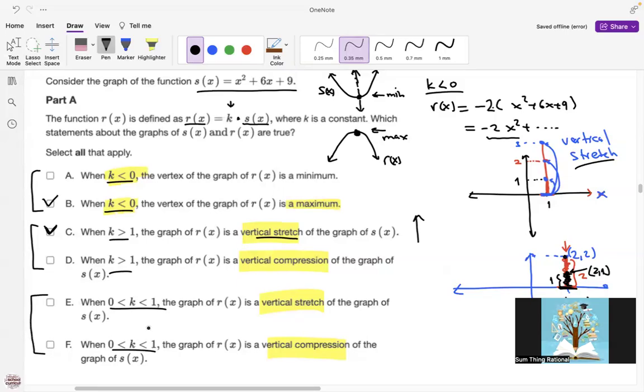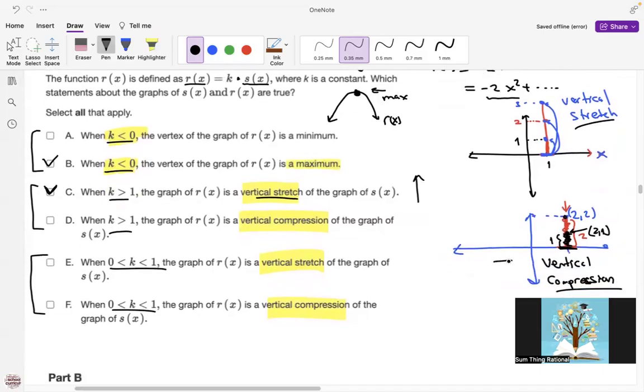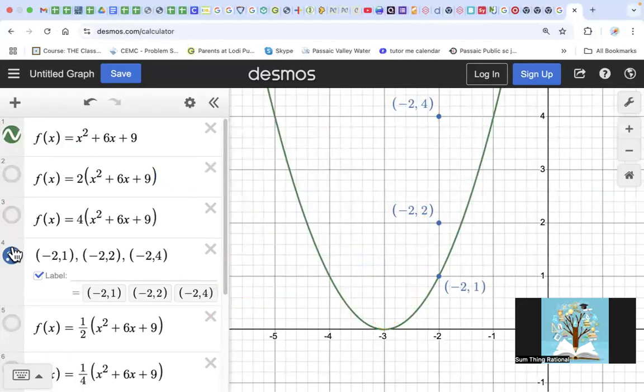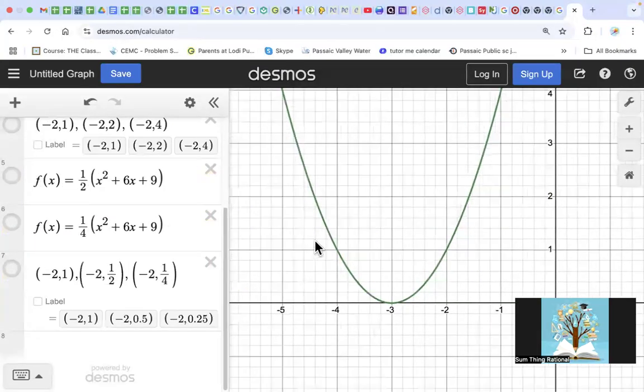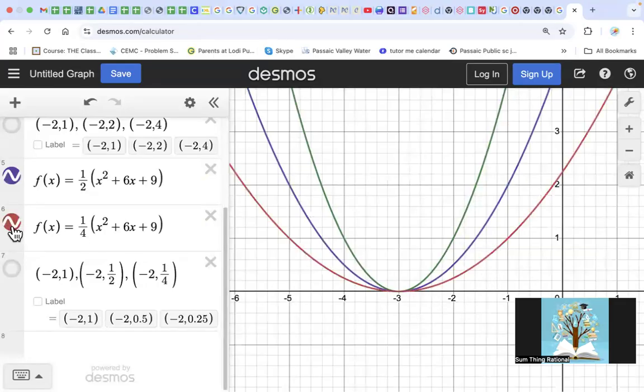Now, when we choose a k number between 0 and 1, what's going on? I will try to explain. This is vertical compression, and on the Desmos graphing calculator I will show you as well. What is vertical compression? Here we have the original graph x squared plus 6x plus 9. When we multiply the original graph by one half, you see there is a blue graph. It became wider, or closer to the x-axis. When you do it with 1 over 4, the red graph becomes closer, a kind of compression from top to down.